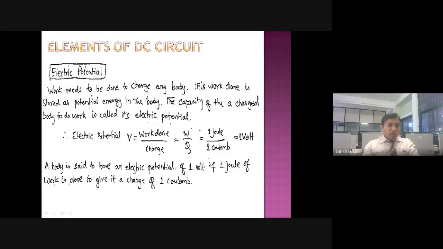A body is said to have an electric potential of 1 volt if 1 joule of work is done to give it a charge of 1 coulomb. That is how you get 1 volt, 10 volt, 15 volt, 20 volt. At 20 volt, the amount of work done is more. It has more capacity to do work in a particular electrical circuit.